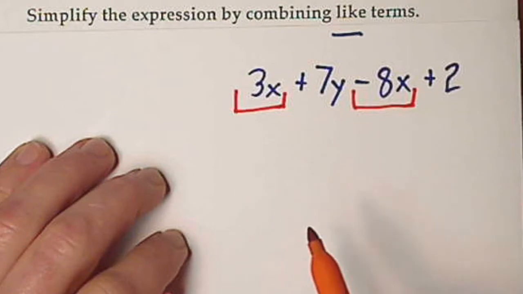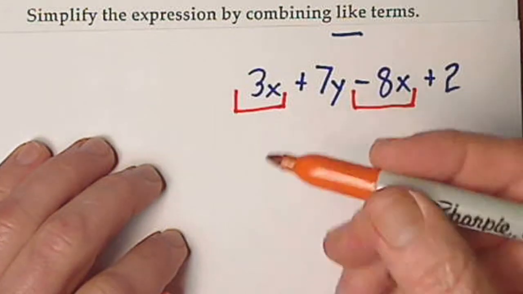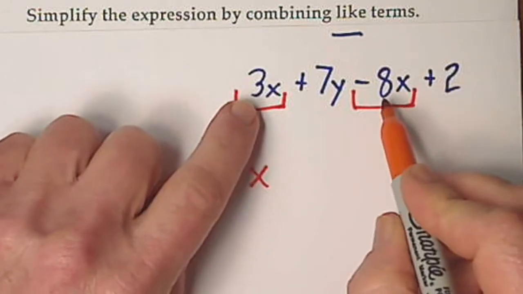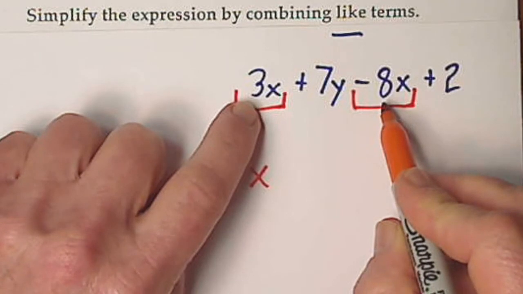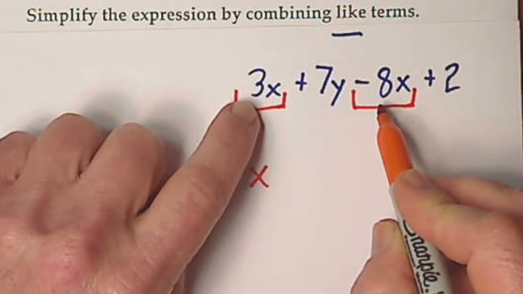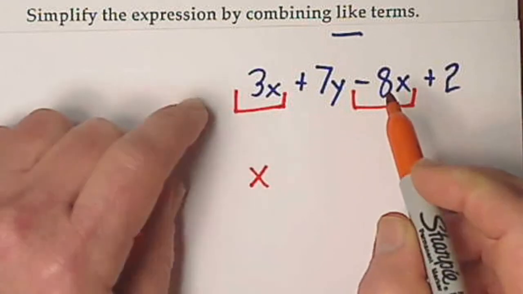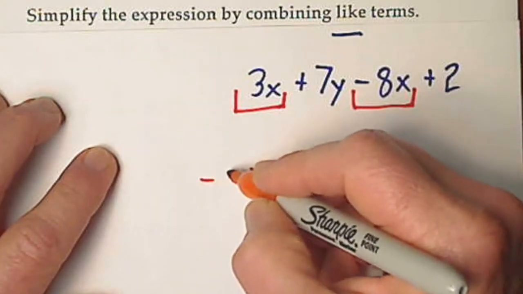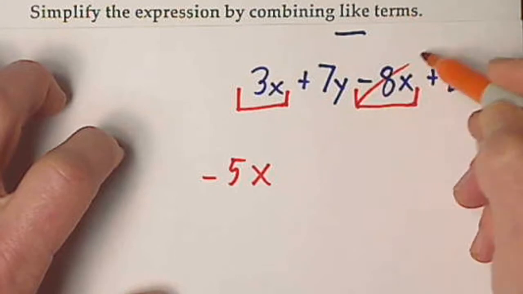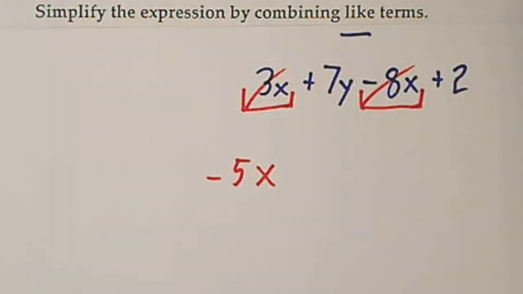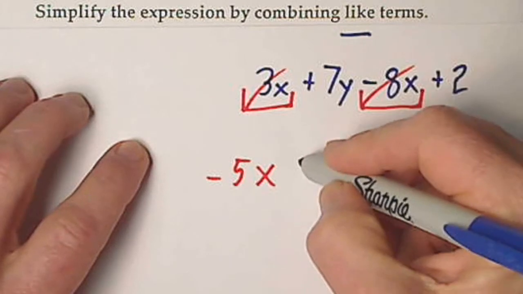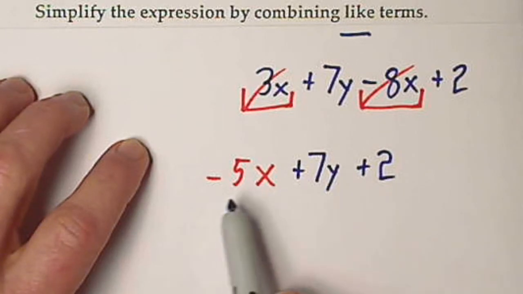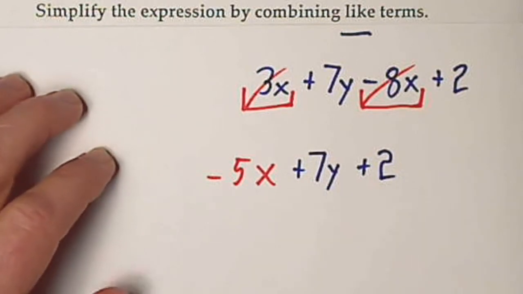When you combine like terms, you keep the variable, so the x we just keep, and you add or subtract the coefficient. That's the number in front of the variable. The coefficients are what we add or subtract. So positive 3, negative 8 yields a negative 5. Alright, so we've taken care of that one. And all we're going to do is bring down this 7y and this 2, because we can't combine them. So this would be simplified by combining like terms.